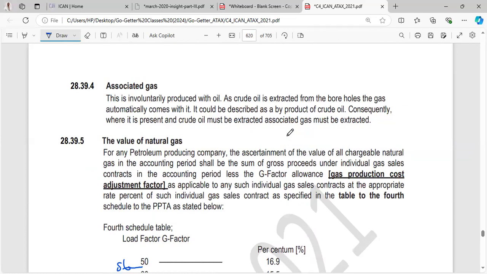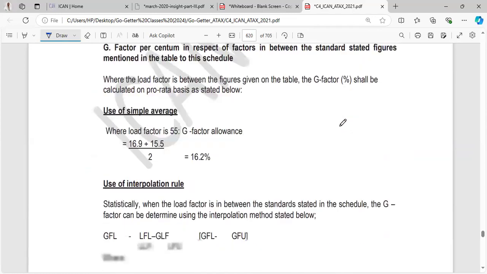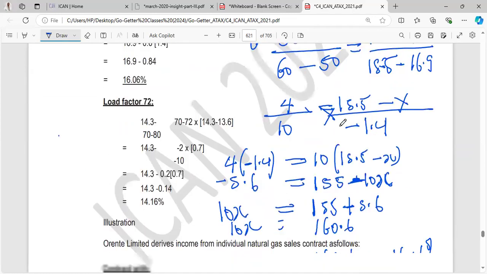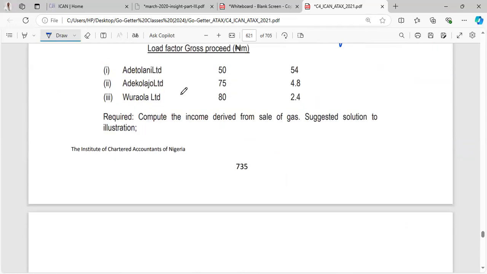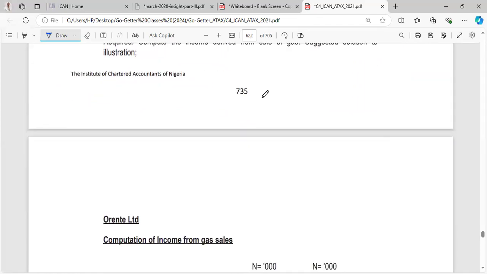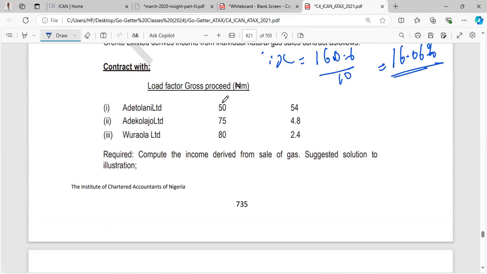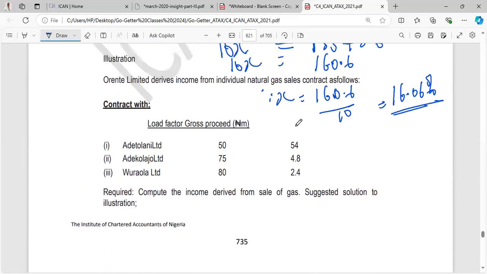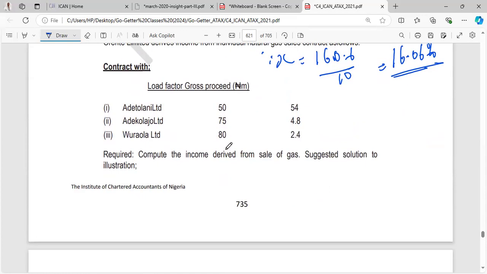Then we use that percentage to multiply the gas contracts to get the allowance. So that's what you should know. Look at the example that was given to us here. Take your time to go through it. This is the load factor, and I still don't understand what they did here.